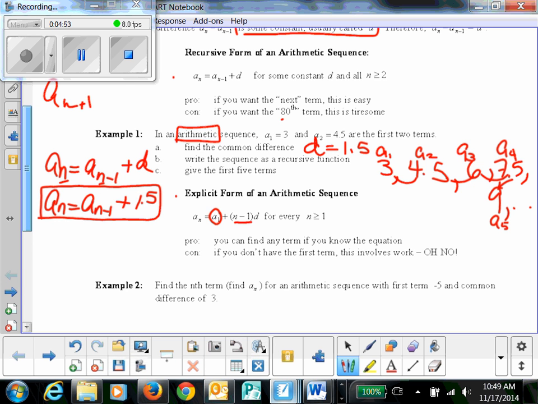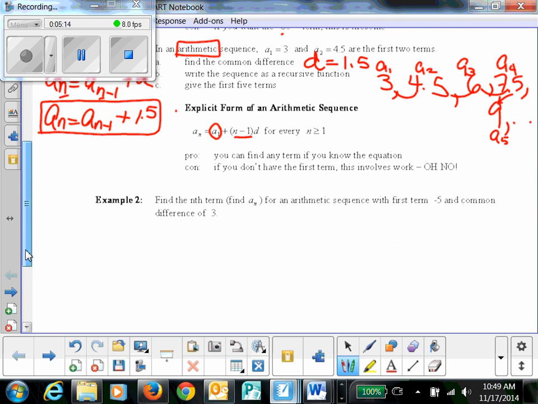And then we're always going to take n minus 1, because if I want 100 terms, I'm only going to have 99 differences. I don't have 100. So that's why we get the n minus 1 times the difference, whatever that difference is constantly going to be. Okay? So you can find any term you want, but if you don't have the first term, then that involves some work. You have to find it.